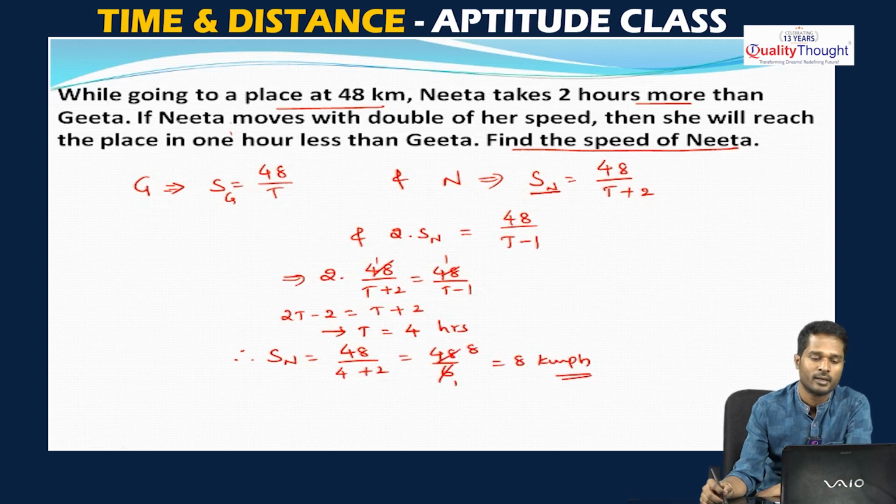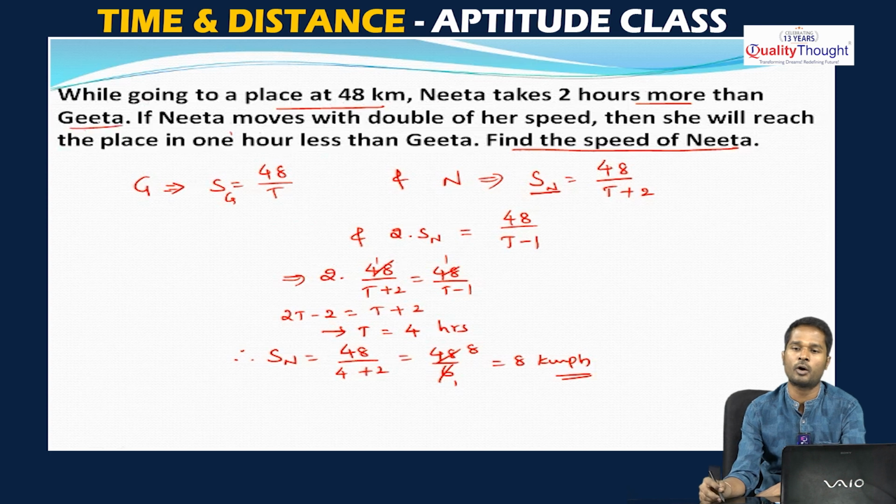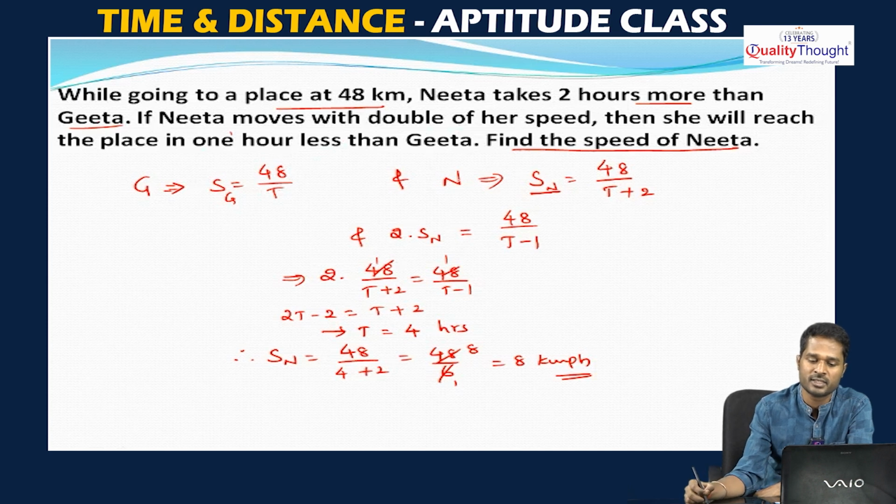See what is said in the question: while going to a place 48 kilometers away, Neeta takes 2 hours more than Geeta. Actually we do not know how much time Geeta will take. So for Geeta I am taking 48 as the distance and time as t. Now in the first case, for Neeta, the distance is 48 kilometers, she will take 2 hours more, that is t plus 2. In the second case, if Neeta moves at double the speed, that means 2 into speed of Neeta is 48 by, this time she will take 1 hour less, that is t minus 1.